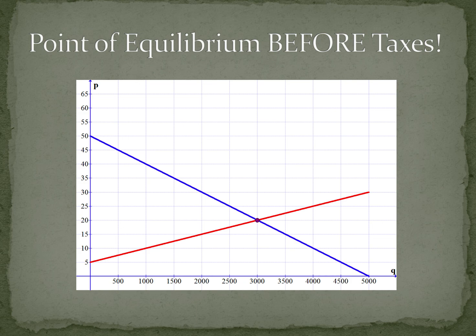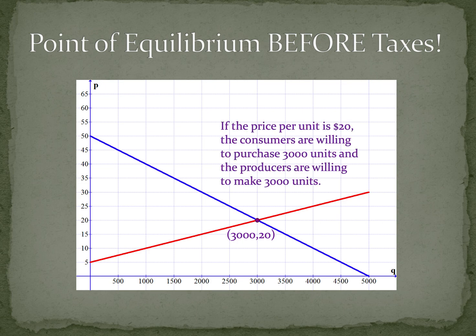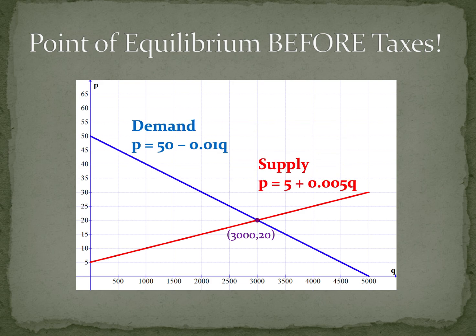So remember, if there were no taxes, we have a point of equilibrium before taxes. In our example here, the point of equilibrium is at $20. If the price per unit is $20, the consumers are willing to purchase 3,000 units, and the producers are willing to produce 3,000 units. And so here are our functions. The demand function is P equals 50 minus 0.01 Q, and our supply function is P equals 5 plus 0.005 Q.